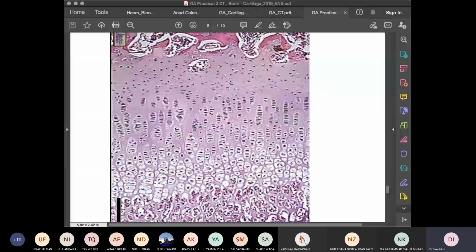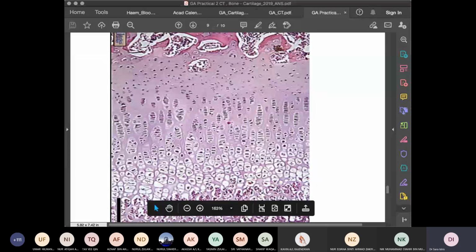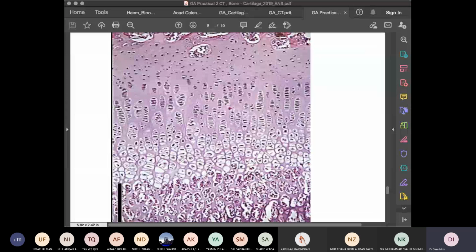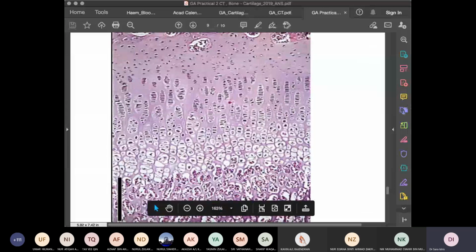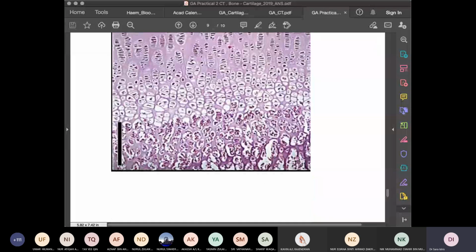You can see that the chondrocytes that are small here will increase in size within the lacuna and will appear empty because they are filled with glycogen. Once they enter the zone of hypertrophy, they don't proliferate anymore. They will just increase in size. Down here, the chondrocytes will undergo apoptosis, and you have minerals accumulating in the lacuna, in the matrix. So this here is already the zone of calcification. Down here will be the zone of calcification.